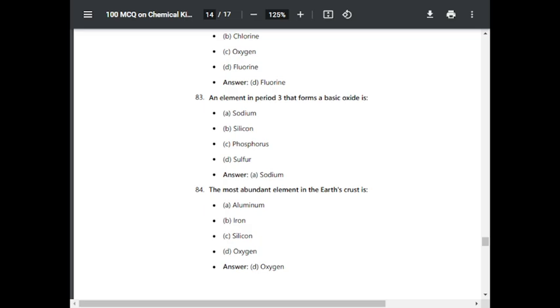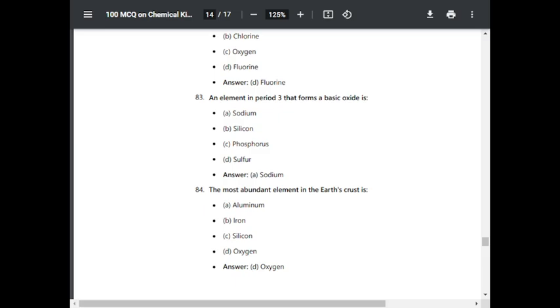Question number 83. An element in period 3 that forms a basic oxide is: option A, sodium; option B, silicon; option C, phosphorus; option D, sulfur. The correct answer is A, sodium. Sodium forms the basic oxide in period 3.